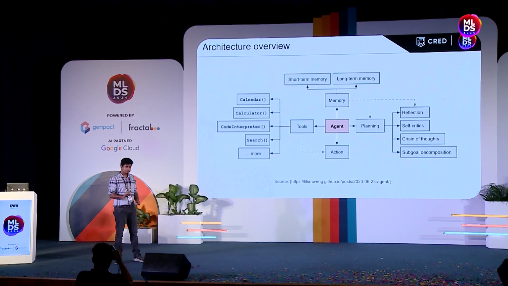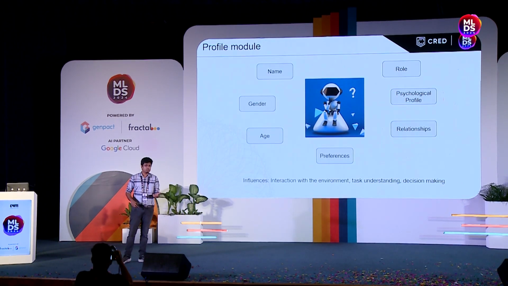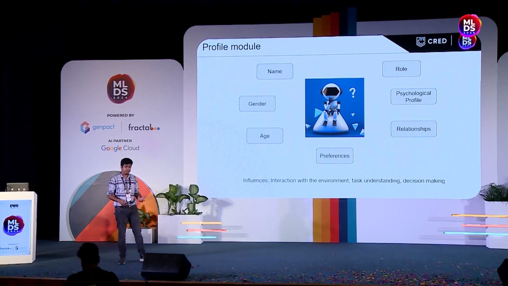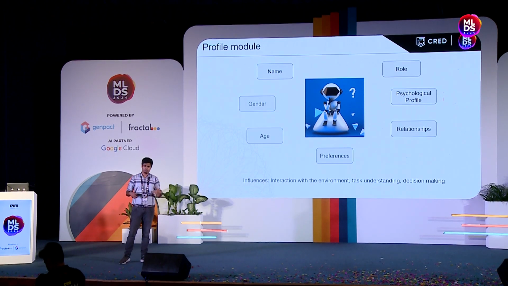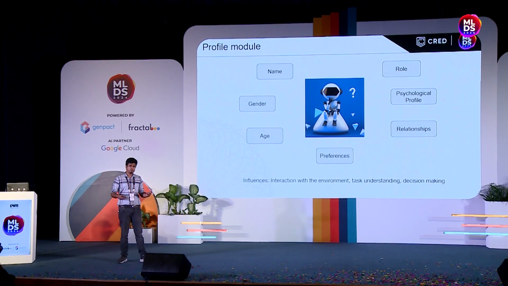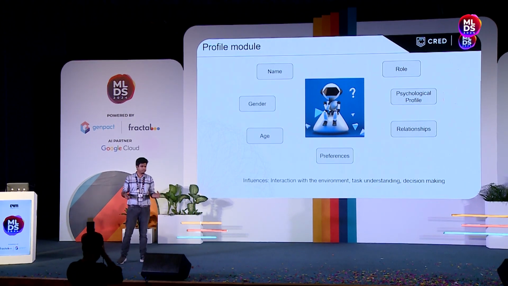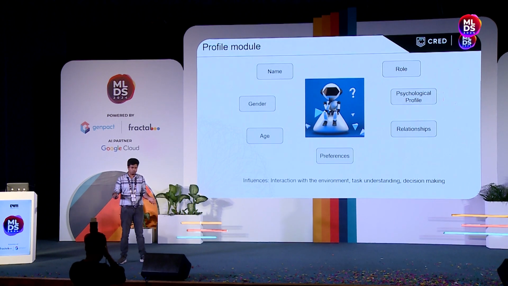So I'll dive a little bit deep into each of these components. First, and an optional component, is something called the profile of the agent. It can be a profile or a persona of the agent. Such an agent can be very useful when you think about multiple agents collaborating with each other, either when we are doing a simulation or when they are collaborating together to solve a problem.